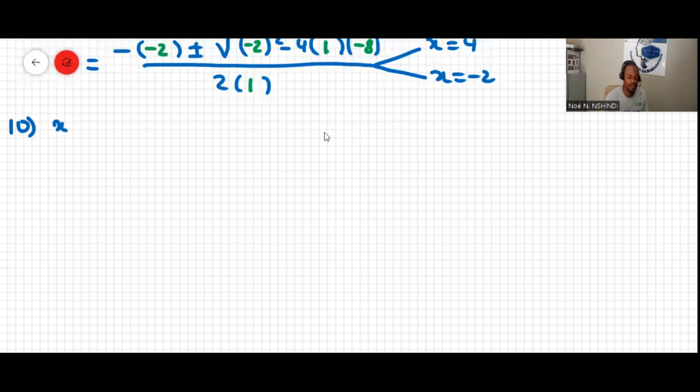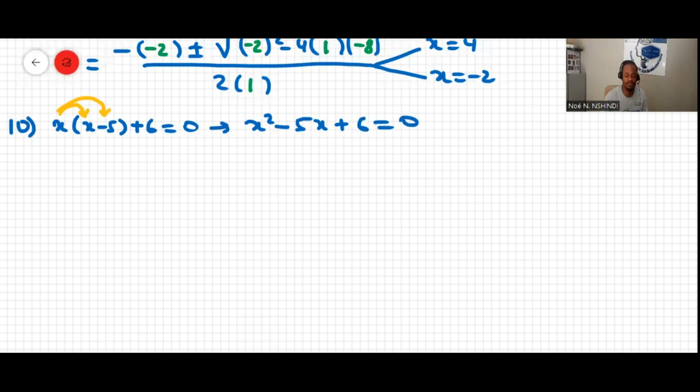Then we have x, open brackets, x minus 5, close brackets, plus 6 equals 0. So it's not going to be useful to move 6 to the other side, but it's going to be useful if we expand this. So this will be x squared minus 5x plus 6 equals 0. Now over here, we can use the quadratic formula or we can factorize. I prefer to factorize here if we can. I write x, close bracket there, x there, close there, equals 0.